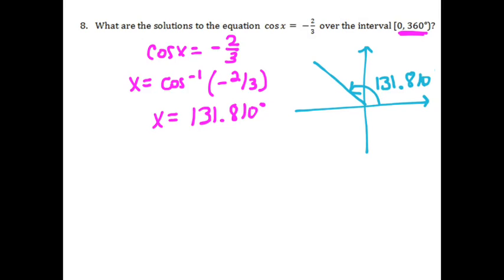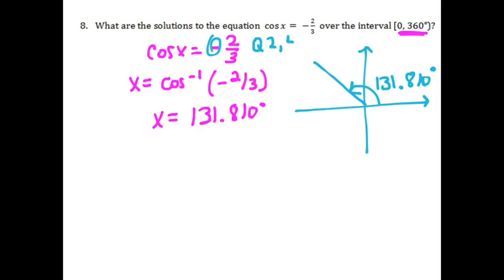131.810 degrees. So I want to find another angle that would have the same cosine, because there should be two solutions to this equation. My starting value for cosine was negative. I had negative 2/3. Cosine is negative in quadrants 2 and 4.